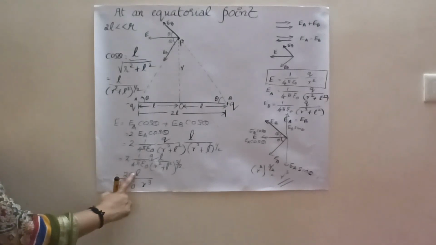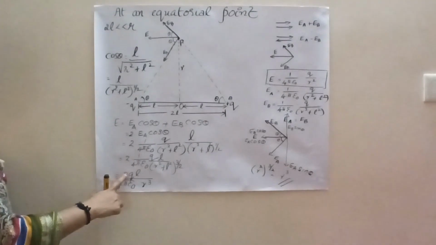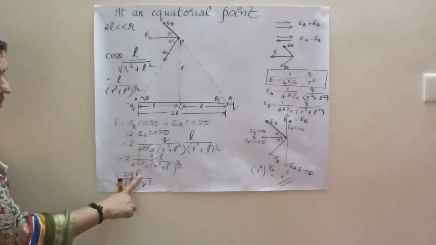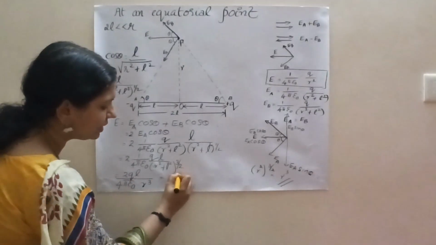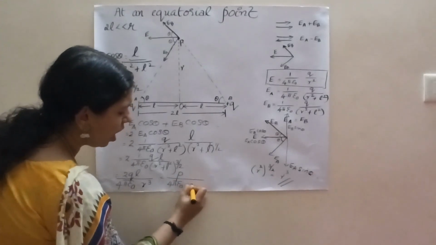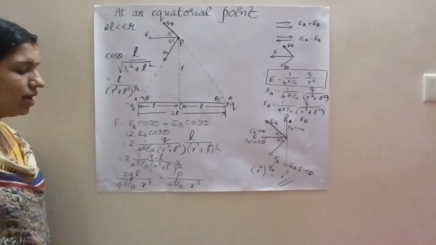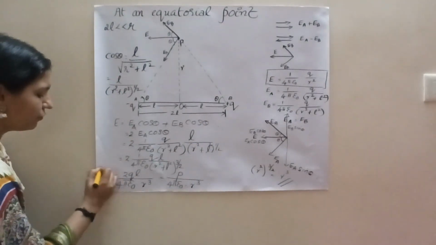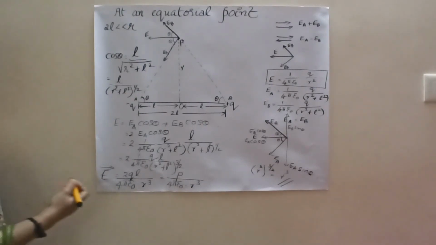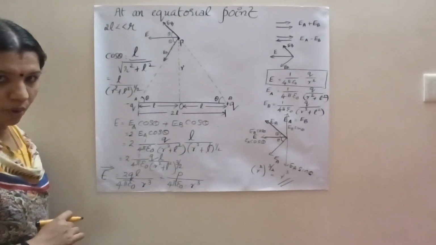Now what is 2QL? In the axial point also we said about 2QL. 2QL is the electric dipole moment. So instead of 2QL, I can put the term P. P by 4 pi epsilon 0 R cube. So this is the expression for electric field intensity due to an electric dipole at an equatorial point.